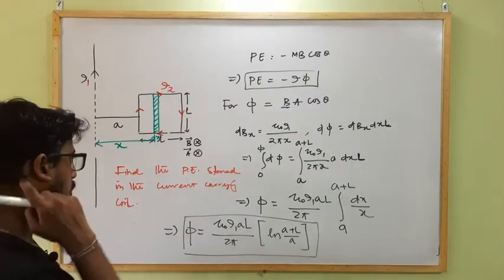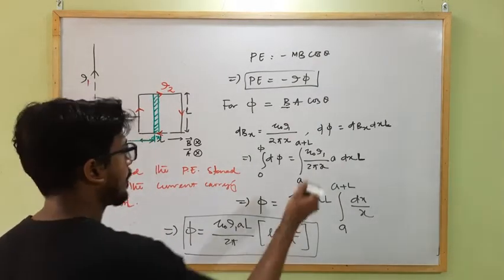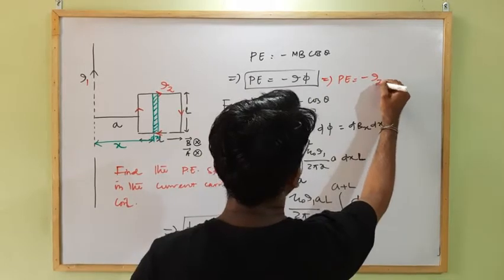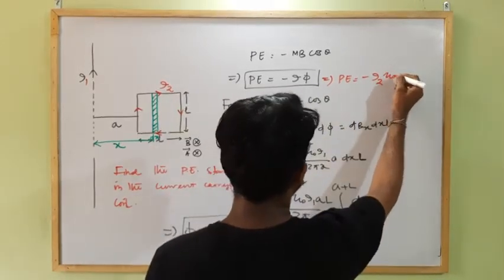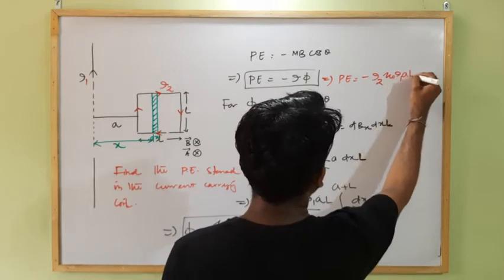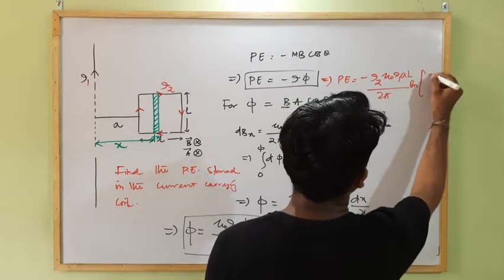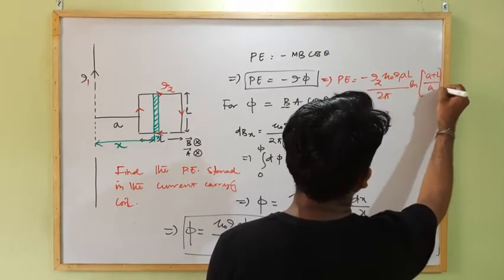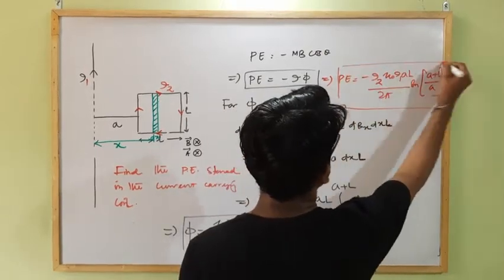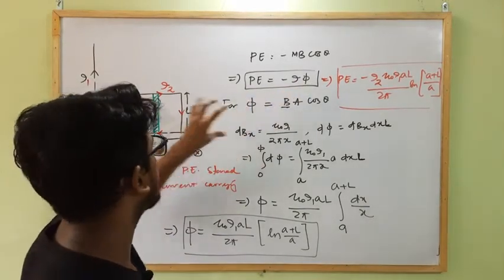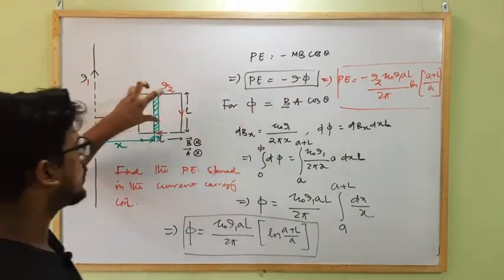So what will be the expression for potential energy? This implies potential energy equal to minus I2 into the flux, that is mu naught I1 a L divided by 2 pi into ln of (a plus L) by a. So this is the expression for potential energy linked with this current carrying loop present over here. Clear? Okay. So for potential energy I have to calculate I into phi. I is the current flowing through the loop and phi is the flux linked with that loop at that position.